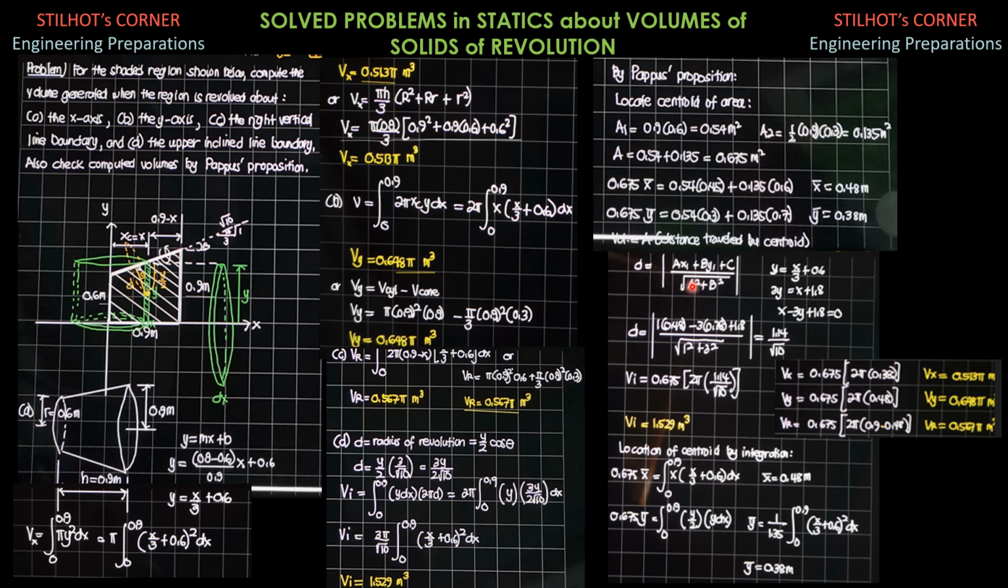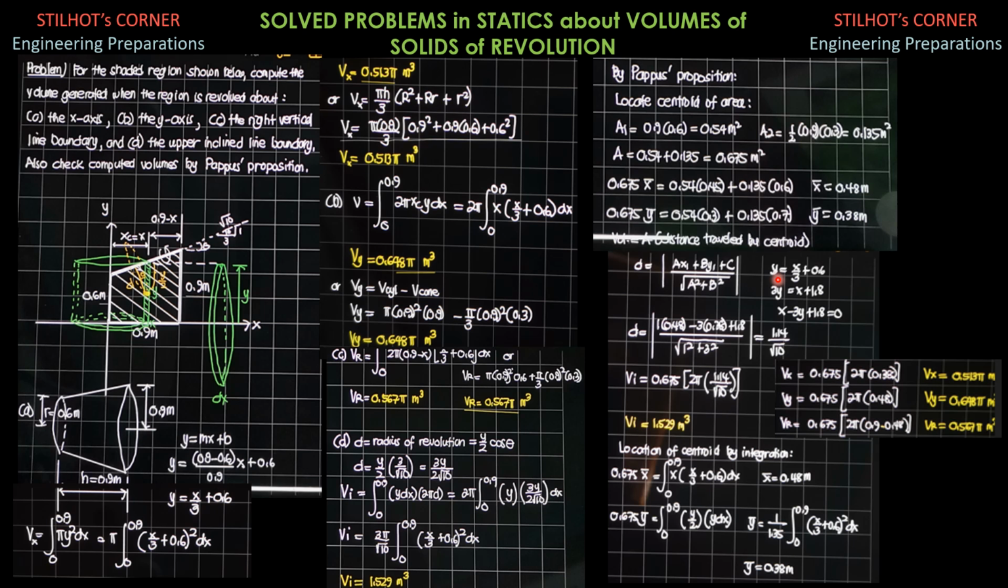So for part D, the distance of the centroid of this trapezoid from this inclined line is, you just look at my playlist in Engineers in Progress about distance from a point to a line. I derived this distance formula there. So absolute value of ax1 plus by1 plus c over square root of a squared plus b squared, where x1 and y1 are coordinates of the point, and this is the equation of the line.